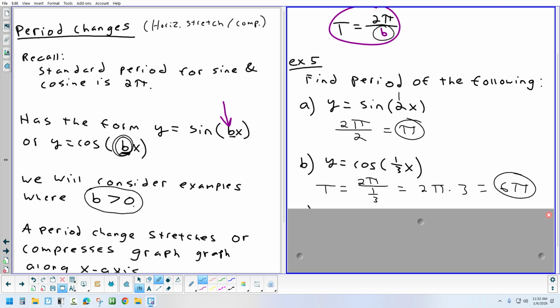Is 6 pi bigger than 2 pi? Yes. So it's 3 times as big. That means you need to travel 3 times as far before the graph repeats, because it's stretched out.